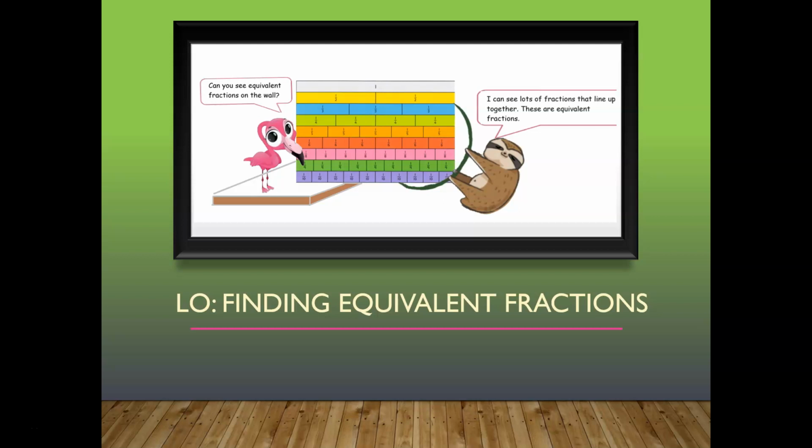Our learning objective today is to continue to find equivalent fractions. So far, we know that shapes of equal size can be split differently to show different fractions. We also know that these fractions can be equivalent in size. For example, 2/4 is the same as 1/2. We also know that 1/3 is equivalent to 2/6.